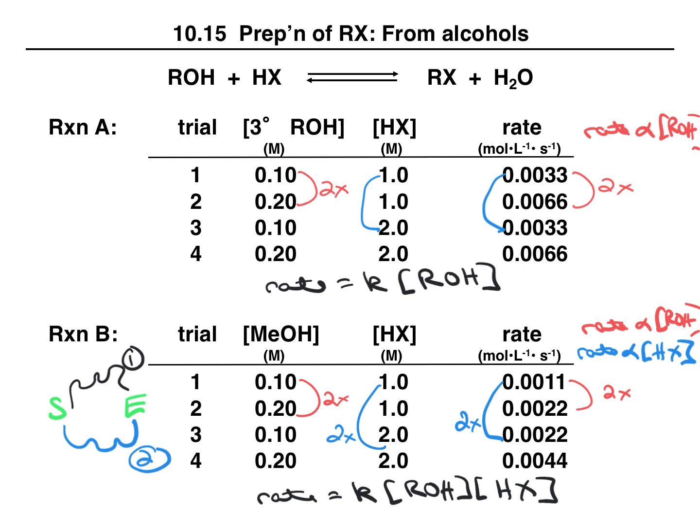And so what we see here is that there must be a difference in the pathway. So we would say that tertiary alcohols follow a different mechanism than methanol. And in the next several videos, we'll be looking to explain why that happens.